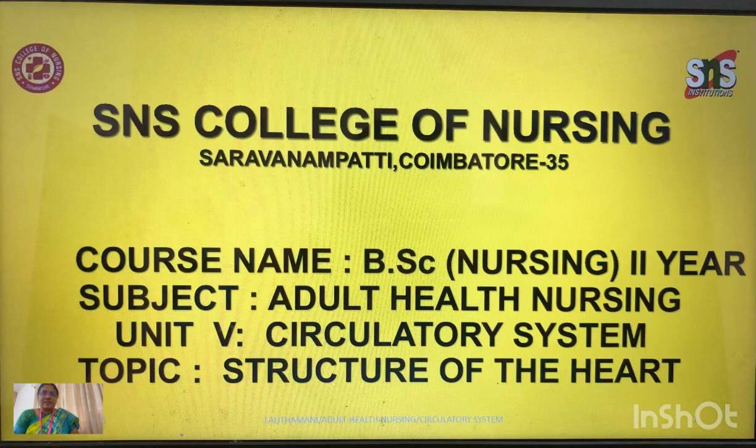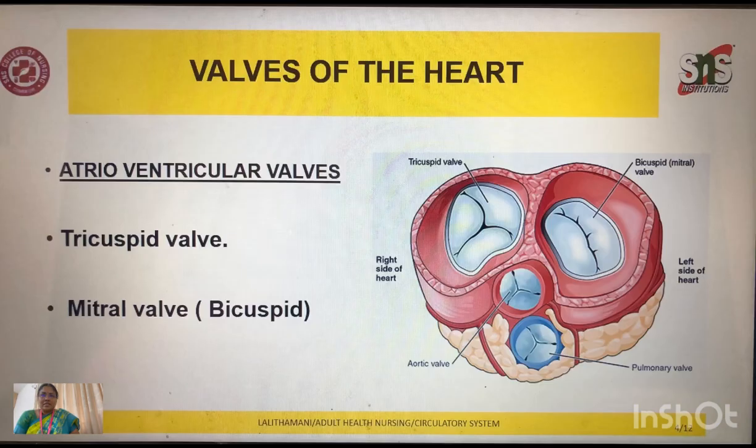In this lecture series, we were learning about the adult health nursing problems that included with the structure of the heart. So that is a circulatory system. In the previous lecture, we have seen about the anatomical structure of the heart. So here we are going to learn about the valves of the heart.